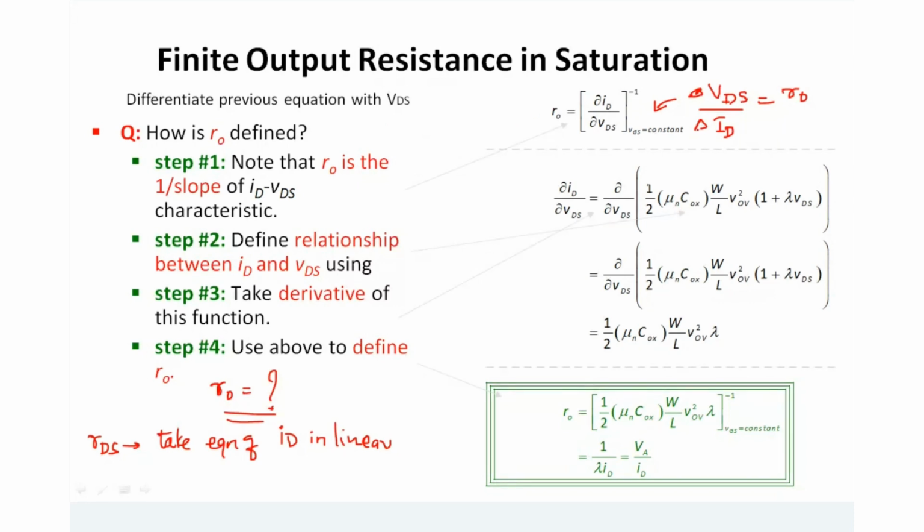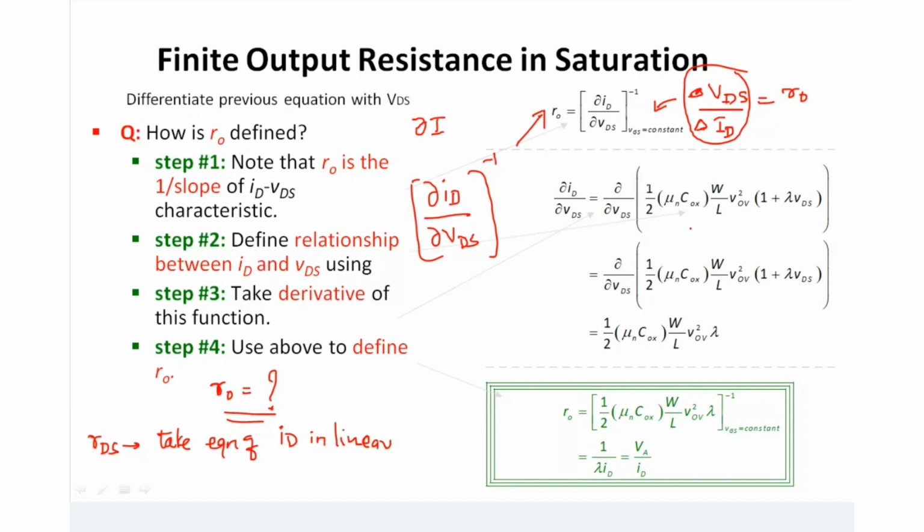Resistance is represented by the term V by I. So R naught I can represent this way, because for an incremental value of ID, that is how VDS behaves. So that is the reason I'm not considering it the other way. I consider this way: what is a small incremental change in ID for a small incremental change in VDS? And if I take the inverse of that, that becomes my R naught.